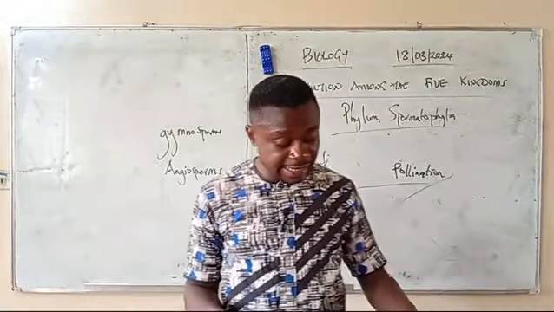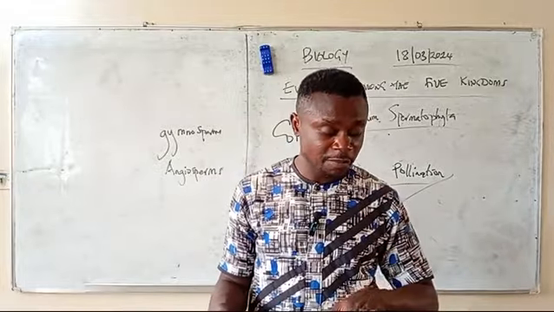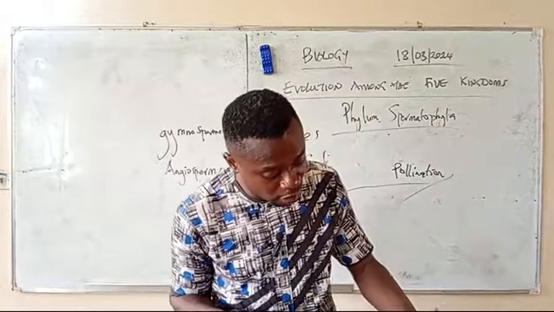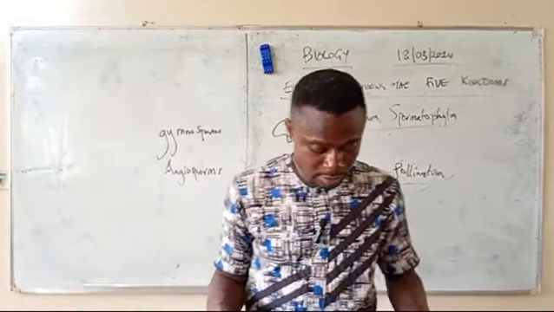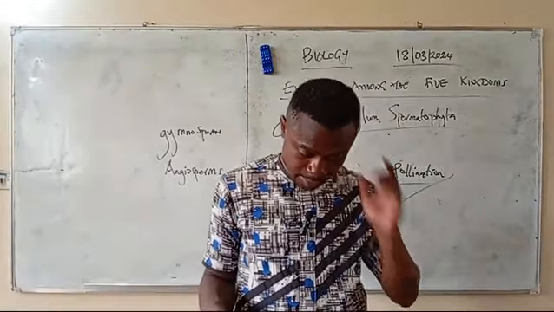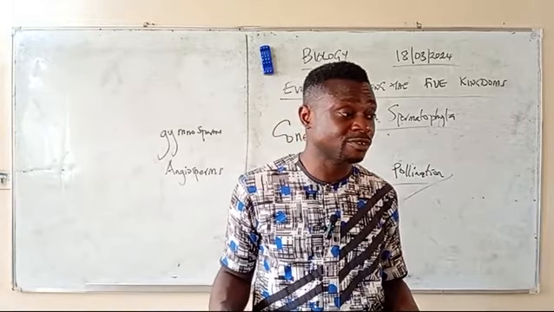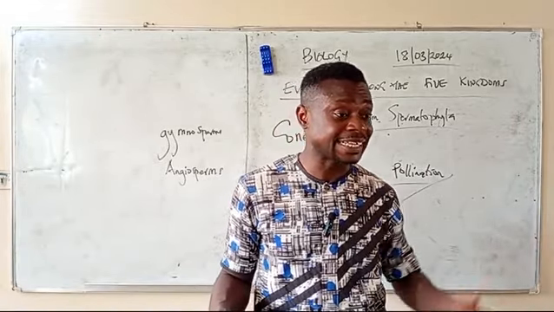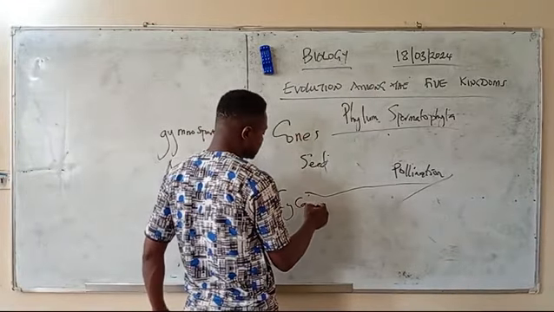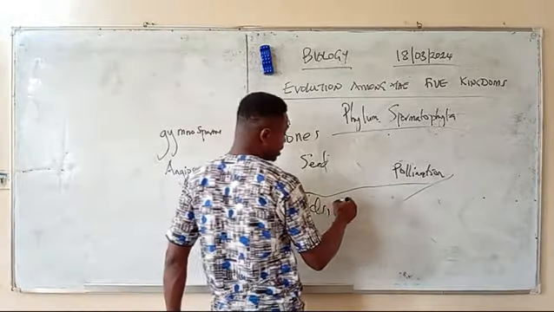Examples of these are the trees or shrubs you see around. Trees and shrubs are examples of plants under the gymnosperms. Specific examples: you see your cycads, C-Y-C-A-D-S. These are examples of trees. We have ginkgos.